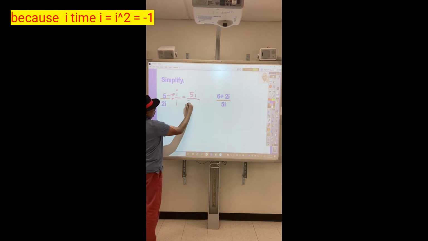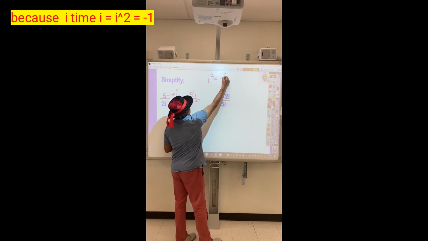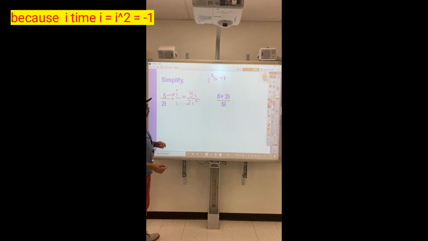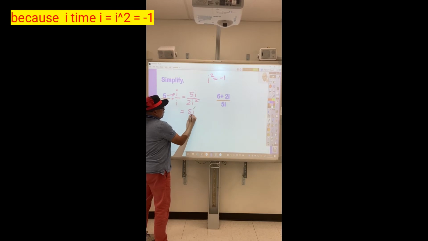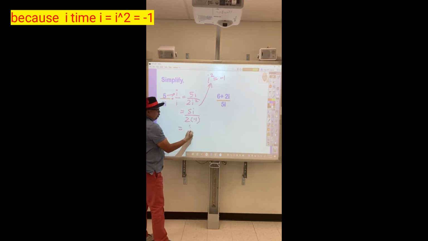2i times i is 2i squared. But again, what do we know about i squared? i squared is equal to -1. So this becomes 5i over 2 times -1. So we replace the i squared by -1. And therefore, 5i over 2 times -1 is -2, negative, and that's the answer. If you notice, there's no more i in the denominator, right?